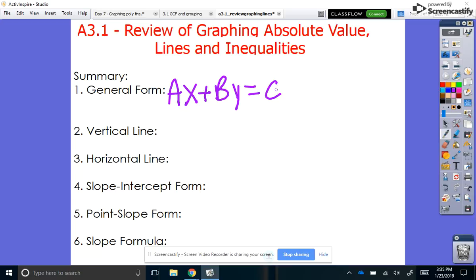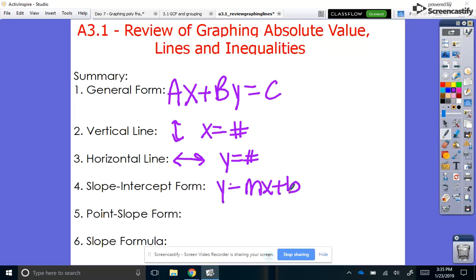A vertical line goes straight up and down. So this is going to be x equals a number. A horizontal line looks like this, and the equation will just be y equals a number. So in order for it to be a diagonal line, you have to have an x and a y. Slope-intercept form is y equals mx plus b.